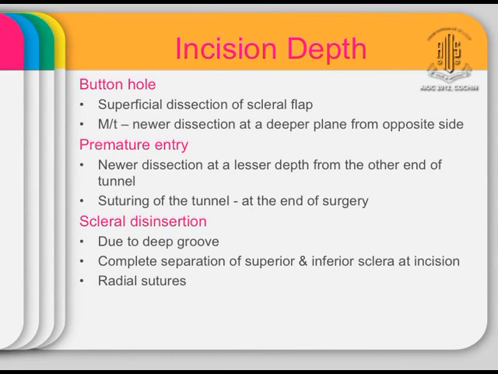A superficial incision or superficial dissection will lead to a buttonhole or tearing of the roof of the tunnel. You have to manage it by a new dissection at a deeper plane from the opposite side. Premature entry: a new dissection should be done at a lesser depth from the opposite side of the tunnel. Always remember, whenever you have a premature entry, always suture the tunnel, and radial sutures are better. Scleral disinsertion occurs if the groove is too deep. There is complete separation of the superior and the inferior sclera at the incision site.